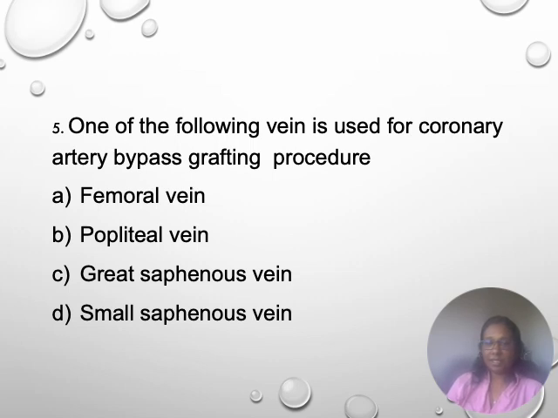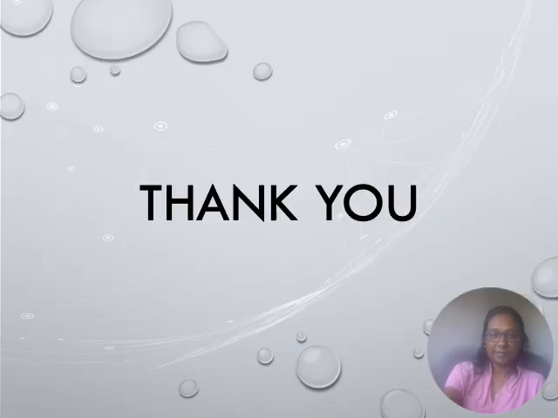The answer is option C, great saphenous vein is the one which is most commonly used because of its easy accessibility, and even if it is ligated and removed, because of the copious amount of collateral circulation, there won't be any issue with the venous return coming from lower limb, and hence it is usually preferred over any other veins.